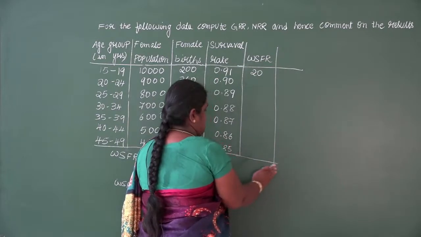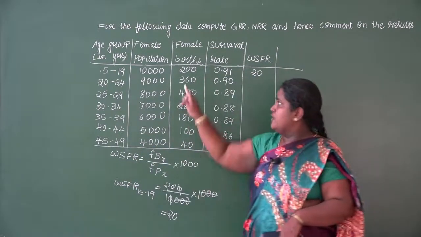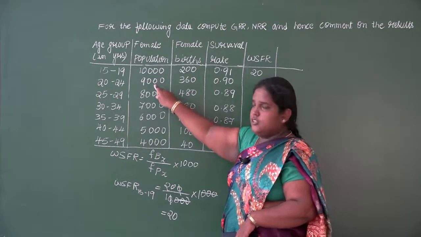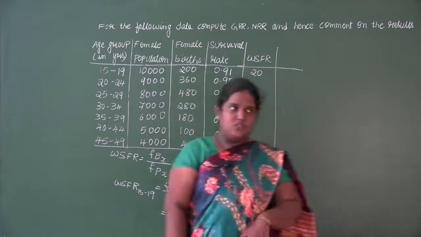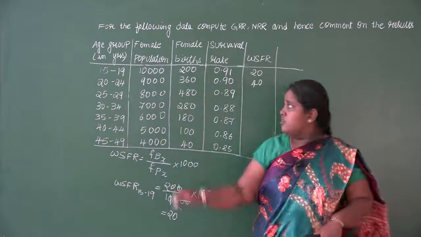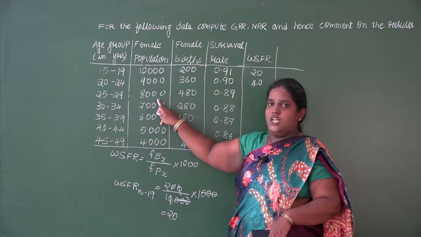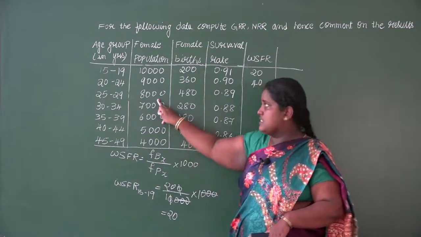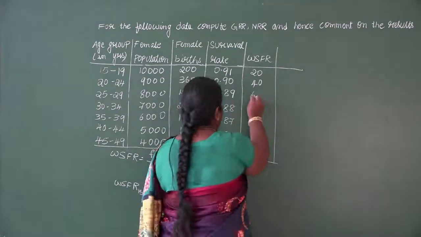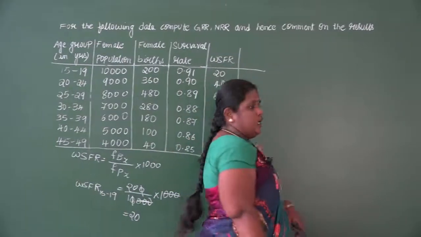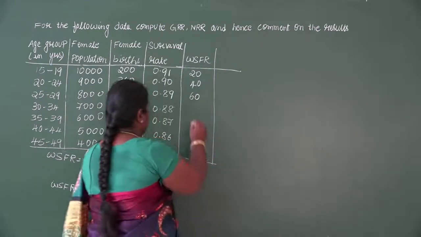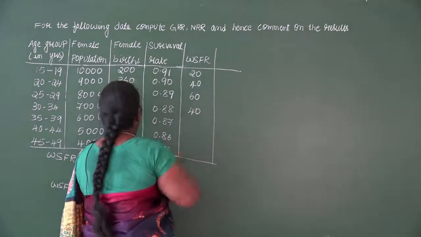Then calculate for the age group 20 to 24. 360 divided by 9000 into 1000. So you can cancel 1000 and 1000. So it is only 360 by 9. So 360 by 9 is 40. Then third one, 480 divided by 8000. Again 1000 and 1000 will get cancelled. So you will be remaining with 480 divided by 8. So we'll get 60. Next 280 divided by 7000 into 1000. So 1000 and 1000 will get cancelled. 280 by 7 is 40.